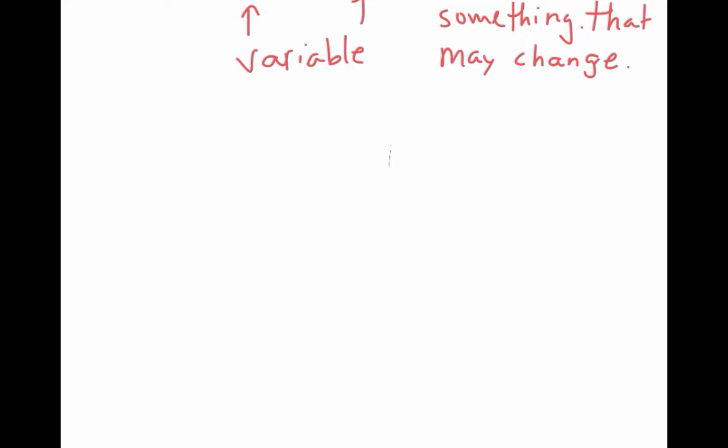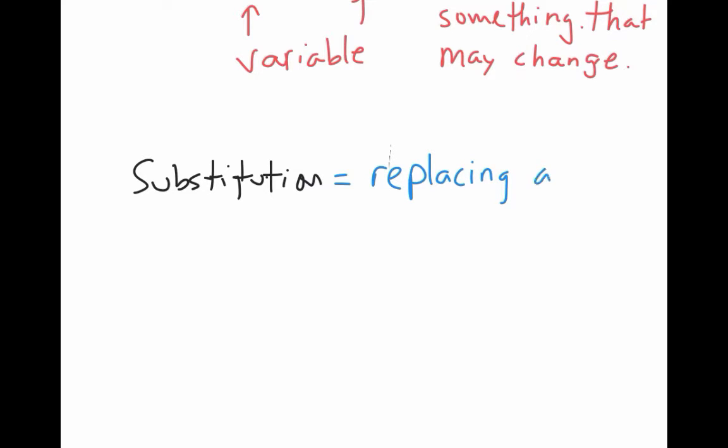So substitution, that's just replacing a variable with a number. So when you see questions in the book that say substitute 4 in for X and 7 in for Y or something like that, they're telling you to take and replace that letter with that number that they give you.